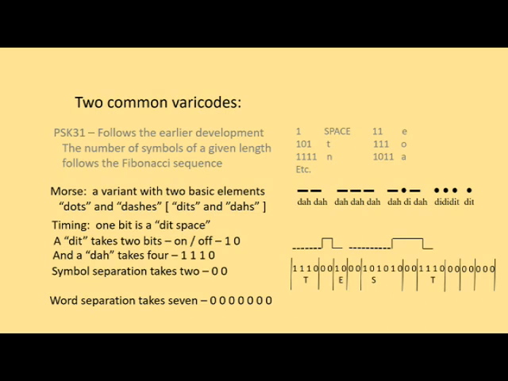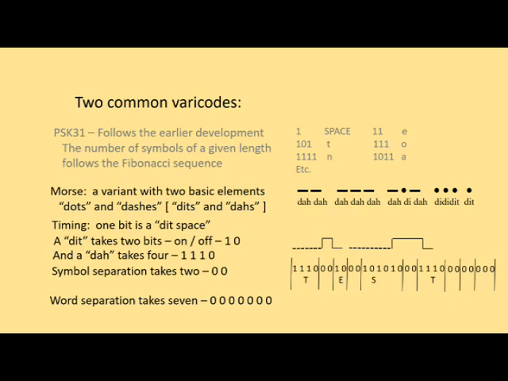Morse is a different type of varicode. It was really made up as a code of rhythm, and it speaks to people. It's a separate rhythmic language. In Morse, there are two basic elements called dits and dahs, or, to the uninitiated, dots and dashes. The timing in Morse is 1 bit long, and it is called a dit space, or a bit. A dit takes 2 bits.